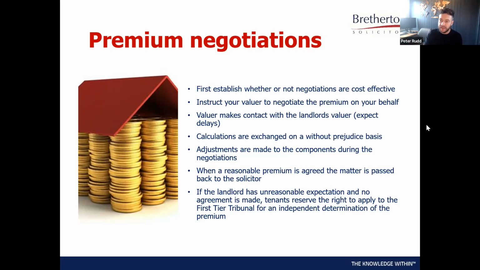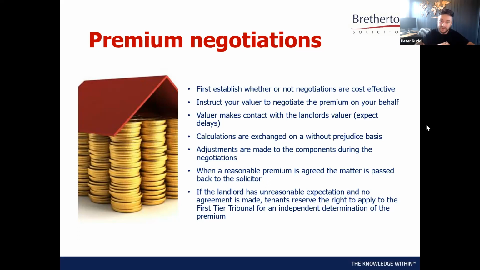So the first thing you need to establish is whether the negotiations are going to be cost effective for you. If they've come back and said we'll accept £14,200, it might not necessarily be worth paying for extensive and technical negotiations, because it possibly won't be cost effective. So if the landlord has a reasonable expectation in their counter notices, which is not very often, sometimes it can be best that you just accept the premium. But more often than not, they will shoot for the stars in terms of their premium proposal, and they'll be thousands of pounds above the realistic range.